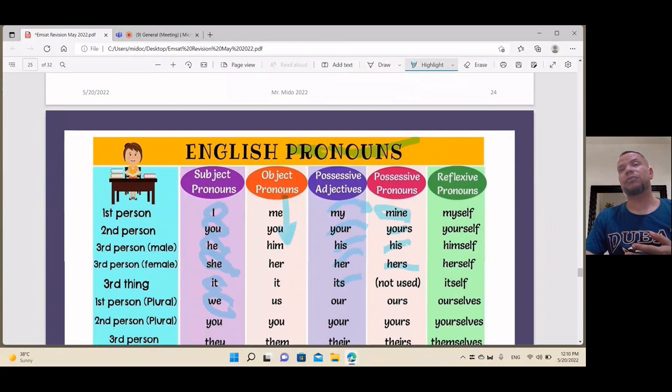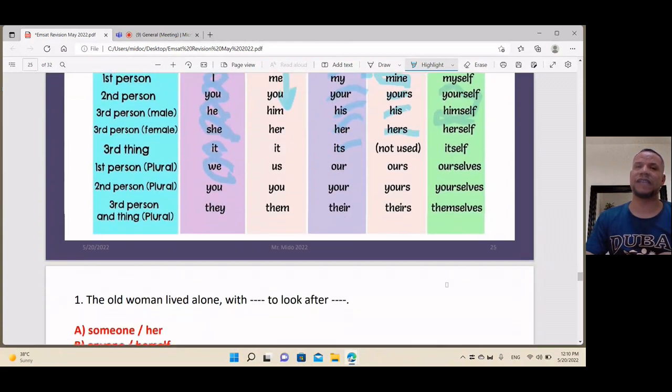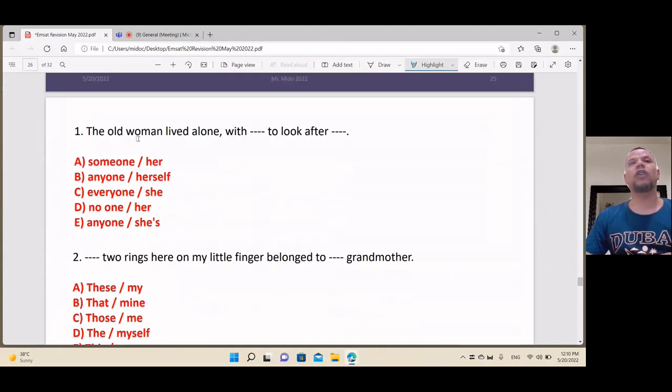Reflexive pronouns: myself. If you do something by yourself, by myself, and so on, by himself. So at the end of a sentence, let's see that. The old man lived alone. Take care, alone. Lived alone with, to look after, space.